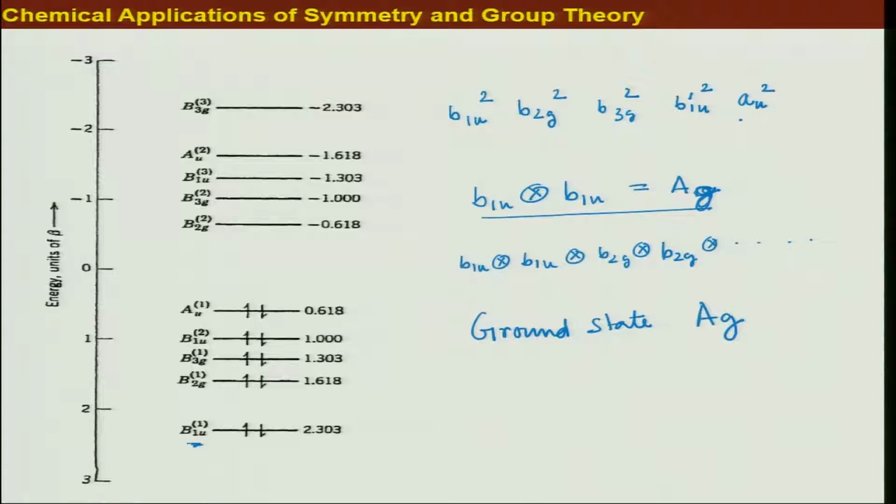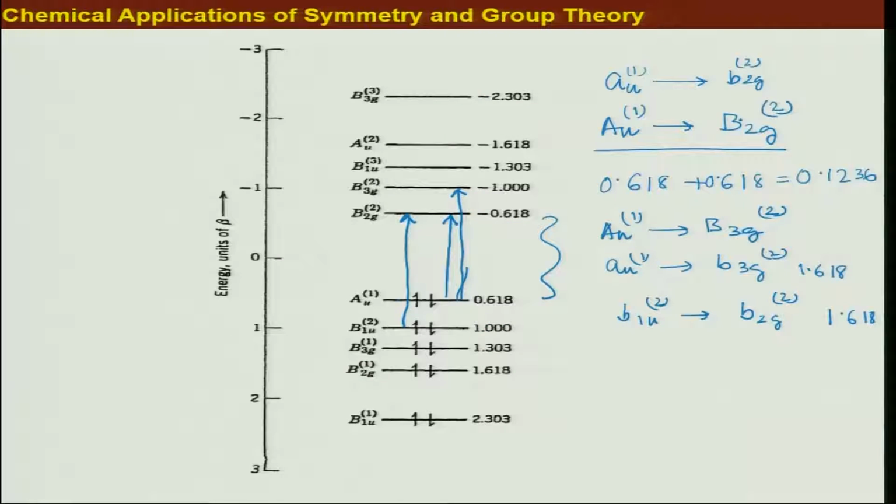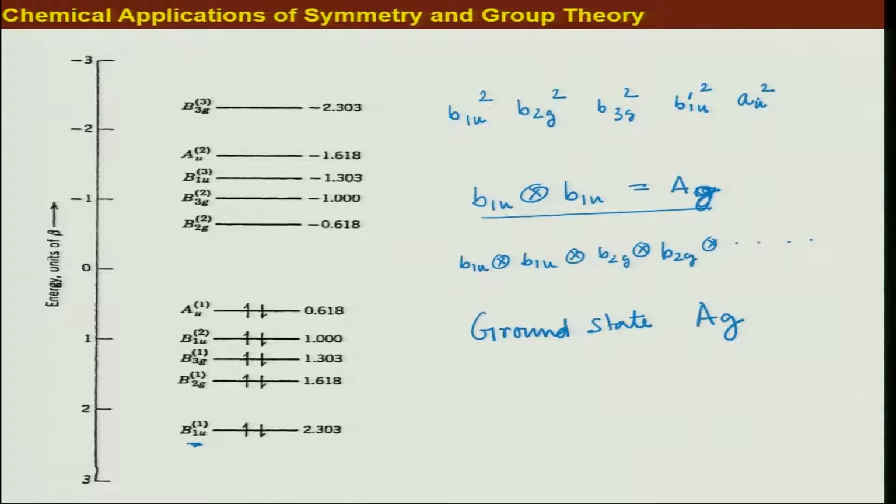Now we have to worry about the excited state. So the excited state, which one? First we have to worry about this lowest energy transition, right? So that is from AU to B2G, right? So AU to B2G, if I make a transition, what I can do is take one of these electrons from here and transfer it here, right? So instead of here, I'll have it here.